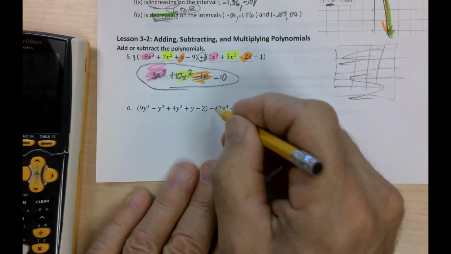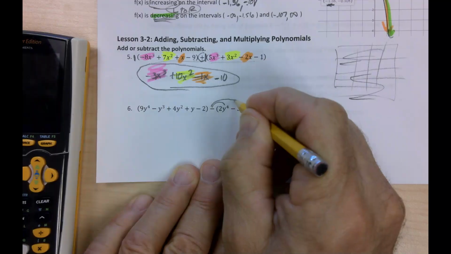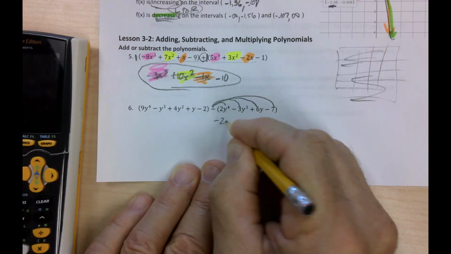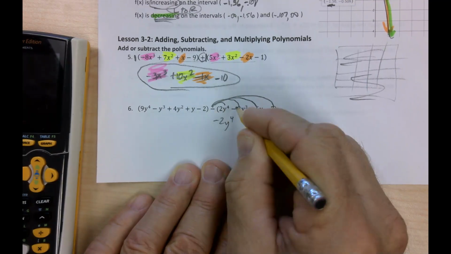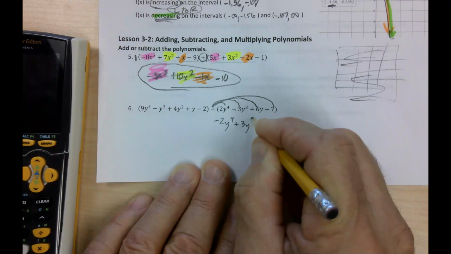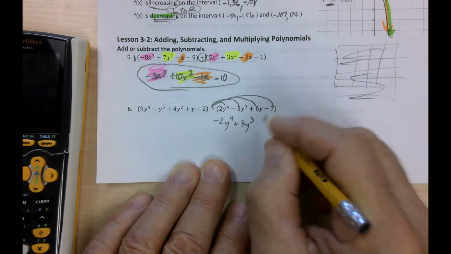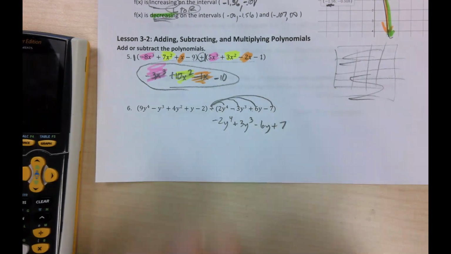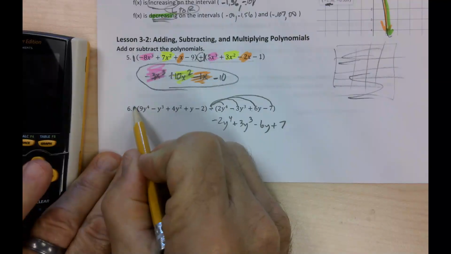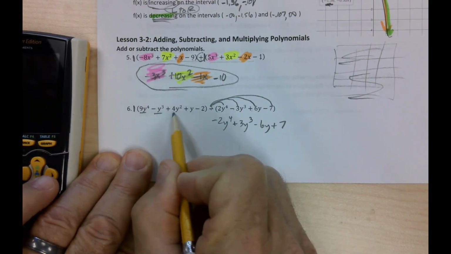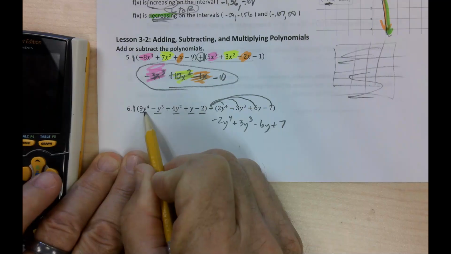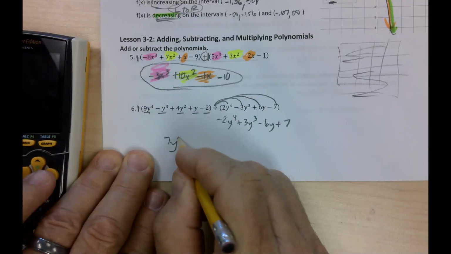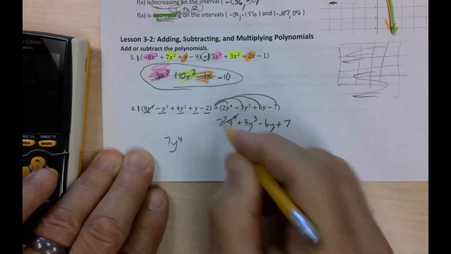Now this problem is very similar, but the first thing I better do is distribute this negative to everything, because that's a game changer. So it's negative 2y to the 4th. Negative times a negative is positive. Negative times a positive is negative. And again, two negatives make a positive. So now, without colors, remember there's a 1 in front of here, so no change, no change, no change, no change, no change. 9y to the 4th minus 2y to the 4th is 7y to the 4th. Those are gone.